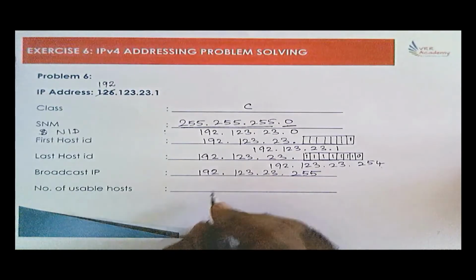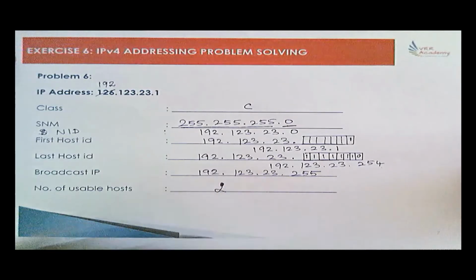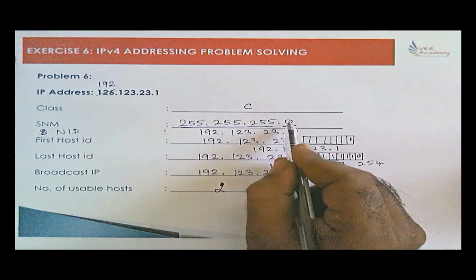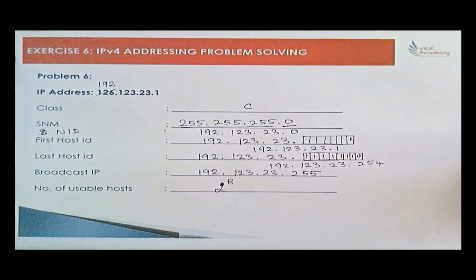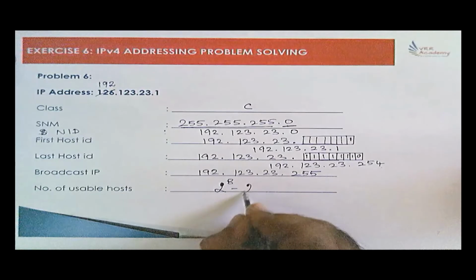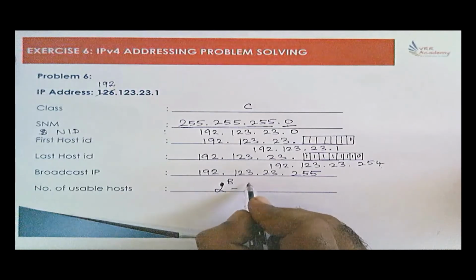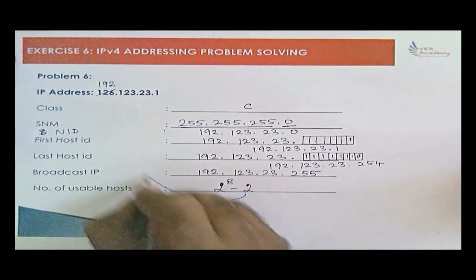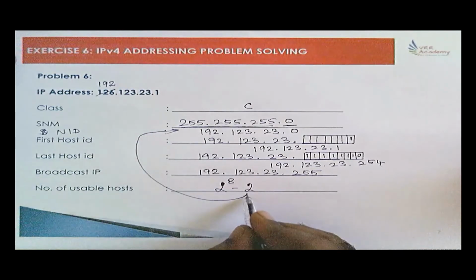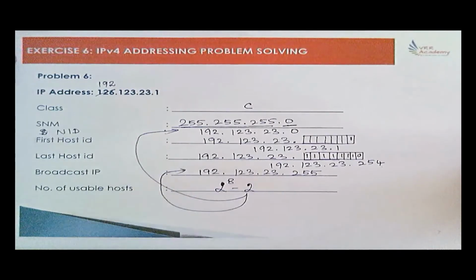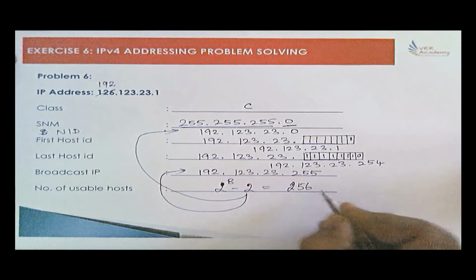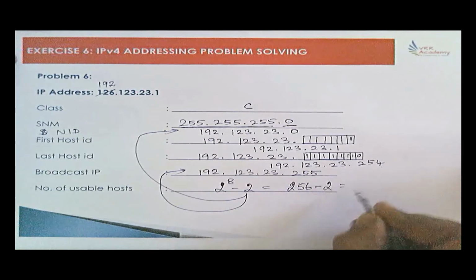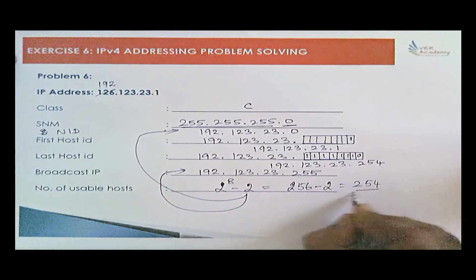Then the number of usable hosts: 2 to the power of the number of bits available in the host portion. We have only one octet here, so it is 8 bits, 2 to the power of 8 minus 2. One we have to give for the network ID, and the other we give for the broadcast IP address. These two we reduce from here. So this is equal to 256 minus 2, which is 254. So you can have 254 hosts.